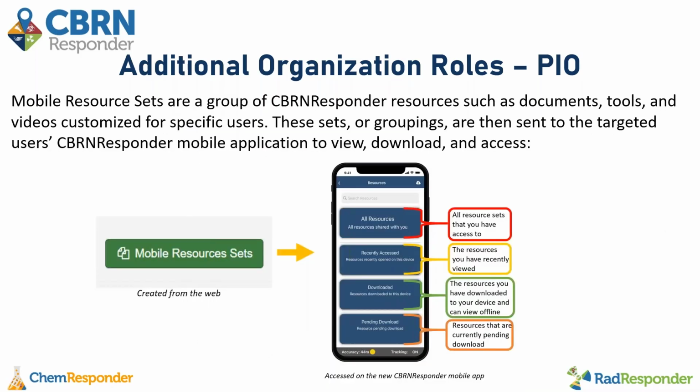And I will just give a little brief description of the mobile resource sets, since I know that is a new feature and we haven't really given a big description of it yet. So mobile resource sets are a group of resources in CBRNResponder, such as documents, tools, and videos that are customized for specific users. These sets can then be sent to targeted users on the CBRNResponder mobile app. And those users can then view, download, and access these resource sets from their mobile app in the field.